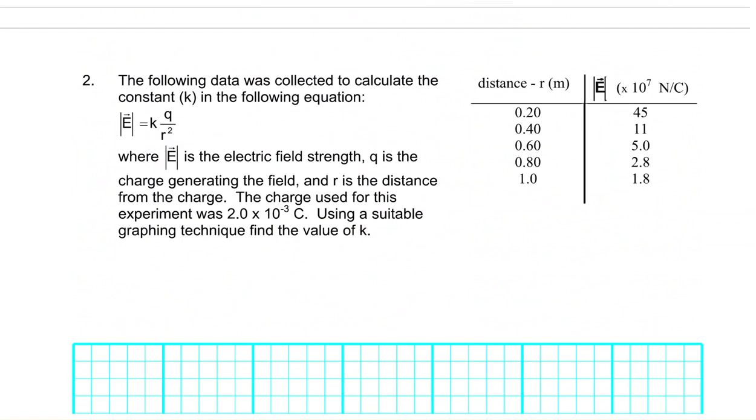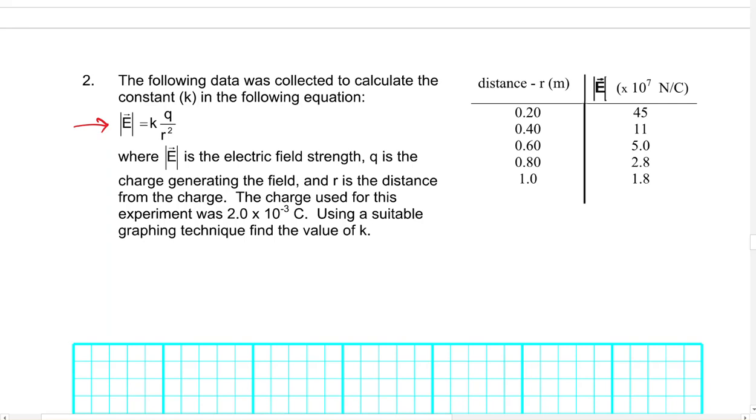Okay, number 2. The following data was collected to calculate the constant K in the following equation. You guys will see this one later on, right? We haven't done this yet. But E is the electric field strength, Q is the charge generating the field, and R is the distance from the charge. The charge used for this experiment was 2 times 10 to the negative 3 coulombs. So using a suitable graphing technique, find the value of K.